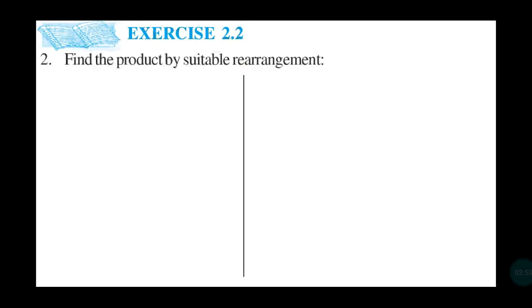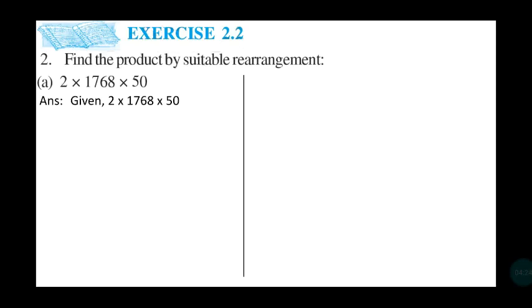Okay, let's see the second question. Find the product by suitable rearrangement. Okay, now product is there. In the first question, sum is there. Now in the second question, product means multiplication. 2 multiplied by 1768 multiplied by 50. Given these three numbers.